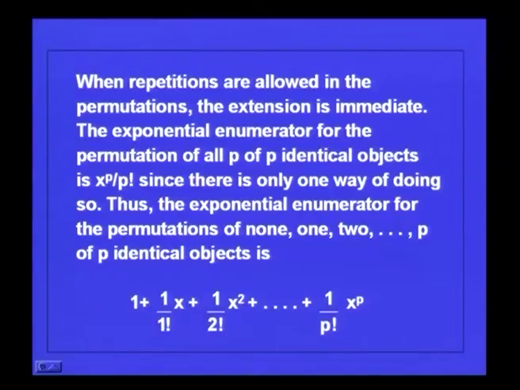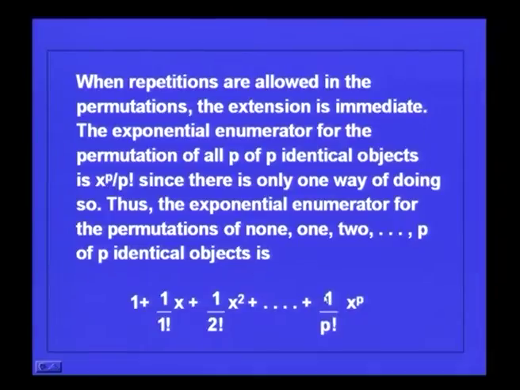So, for finding out the permutations, you use the exponential enumerator. When repetitions are allowed in the permutations, we can see the extension easily. The exponential enumerator for the permutation of all p objects, of p identical objects, is x^p / p!. That is, the answer is 1. There is only one way of doing it. If you have p identical objects and arrange them, there is only one way of doing it.